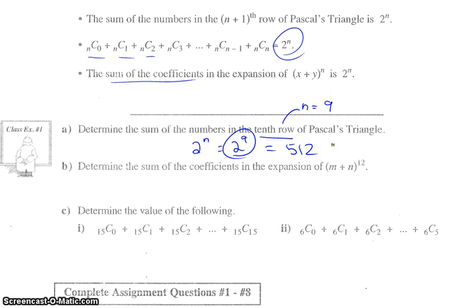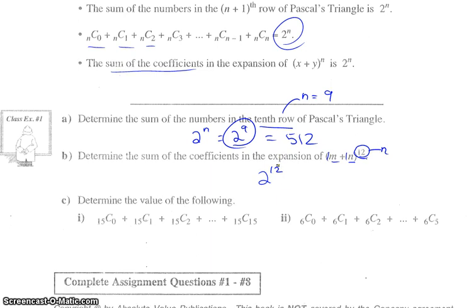Determine the sum of the coefficients in the expansion of m plus n. So as long as these are just ones in front of those variables, the sum of the coefficients will be the sum of the numbers in a row of Pascal's triangle. This is your n value, so therefore your answer would be, you got it, 2 to the 12. I'm assuming you just said 12.